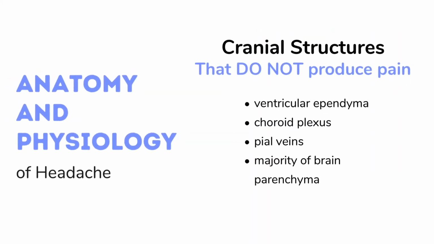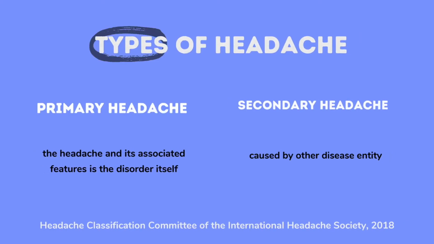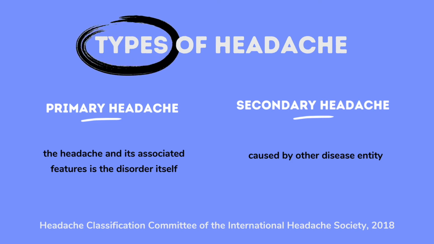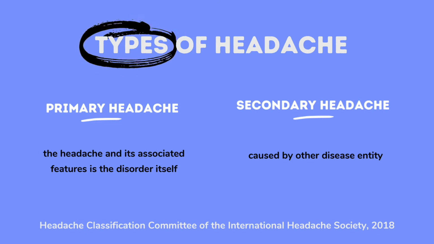Here are the structures that do not produce pain. It includes ventricular ependyma, choroid plexus, pial veins, and the majority of the brain parenchyma. To further understand the mechanism for headache, let us discuss the types of headache according to the International Headache Society.